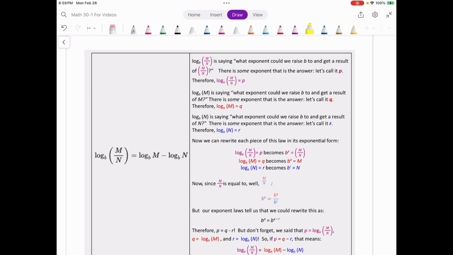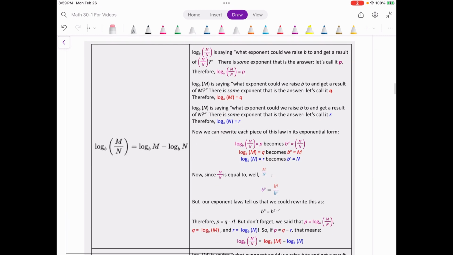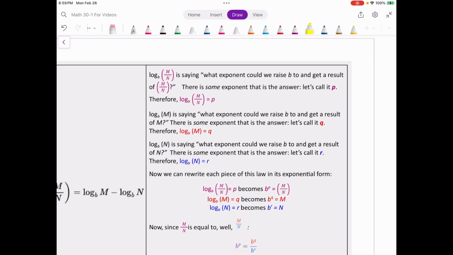Do you see already, even on a base level, the connection between these and the exponent laws? When we multiplied two powers together, we ended up adding their exponents. When we divided two powers, we ended up subtracting their exponents. You can see the inherent connection between these logs and the exponents. But let's walk through the logic of this one. Log base b of m over n is saying what exponent could we raise b to and get a result of m over n? Again, there's some exponent out there, so for the sake of being able to write some equations and do some work, let's just say it's p. We'll call it p.